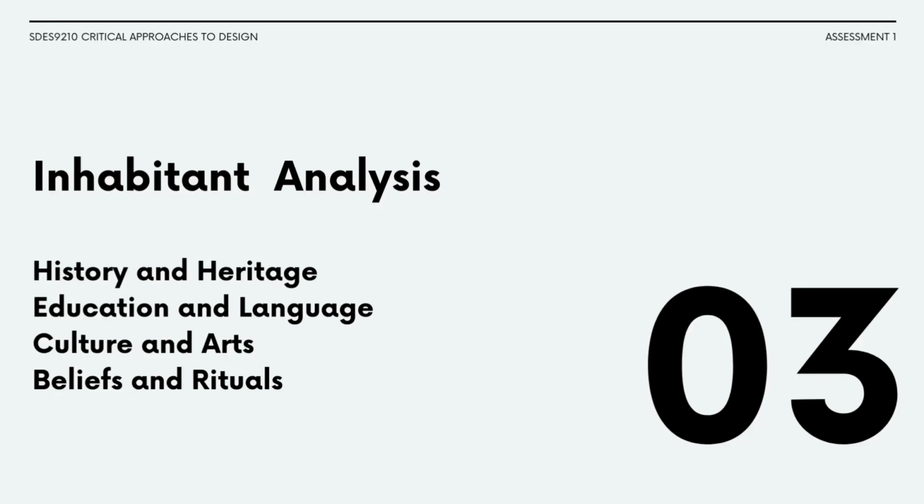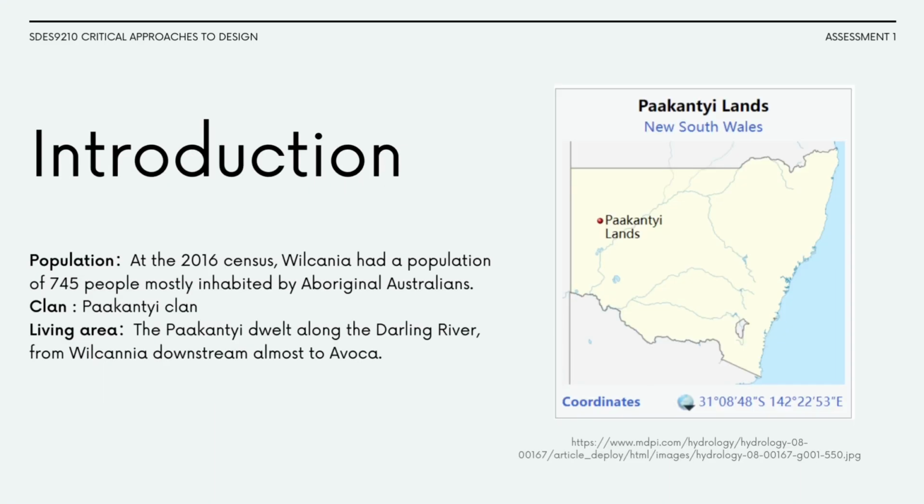Okay, let's move on to my section. Next, I will take you through an occupant analysis. It will be divided into 4 sections, which are history and heritage, education and language, culture and arts, beliefs and rituals.